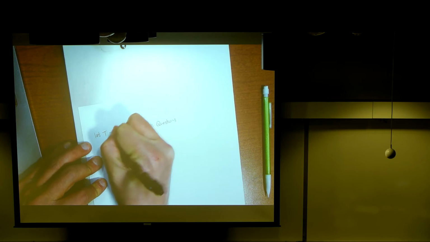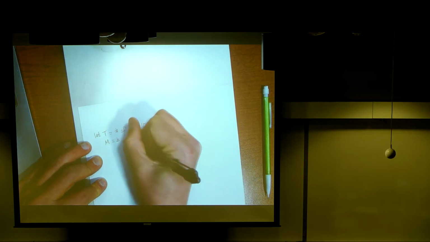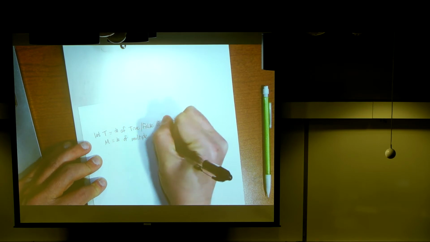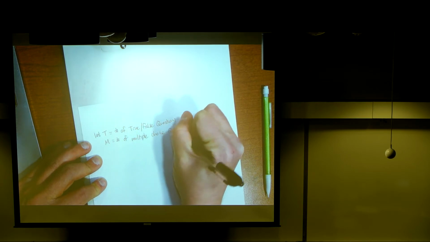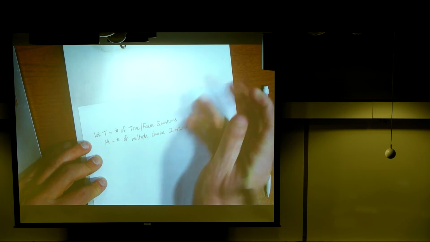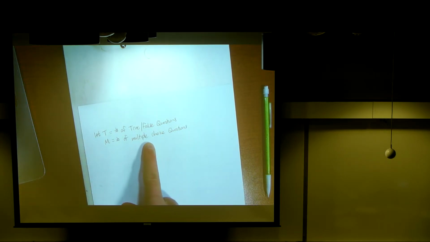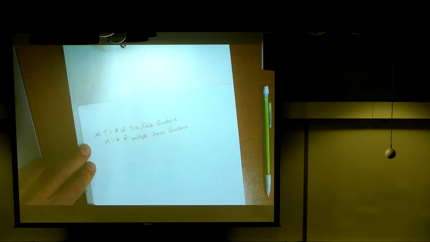And then M is the number of multiple choice questions. Okay, so I have two unknown quantities. How many equations do I need to write down to solve two unknown quantities? Two, yeah. I need as many equations as I have unknowns. So what's one equation I can write down that involves these two variables? T plus M equals 20.